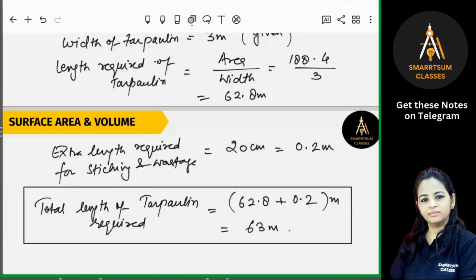Is it clear? So here we are finding the length. It is exactly similar to when you go to the market, to a cloth shop, where you are taking the stitching material.